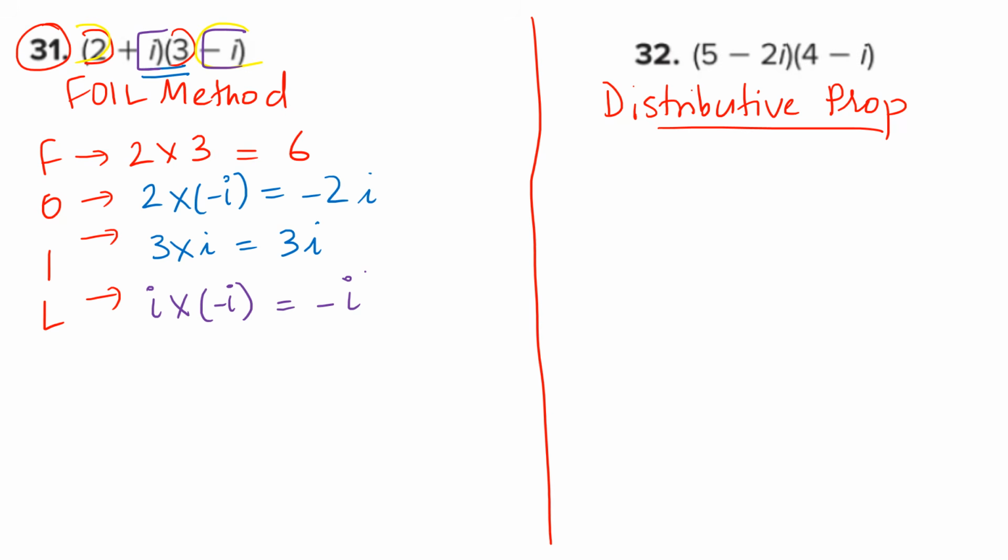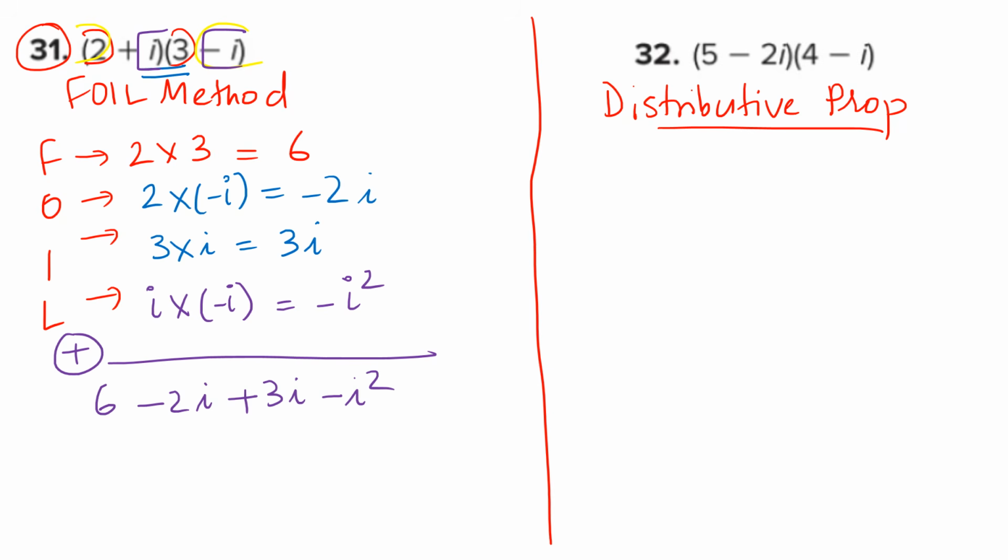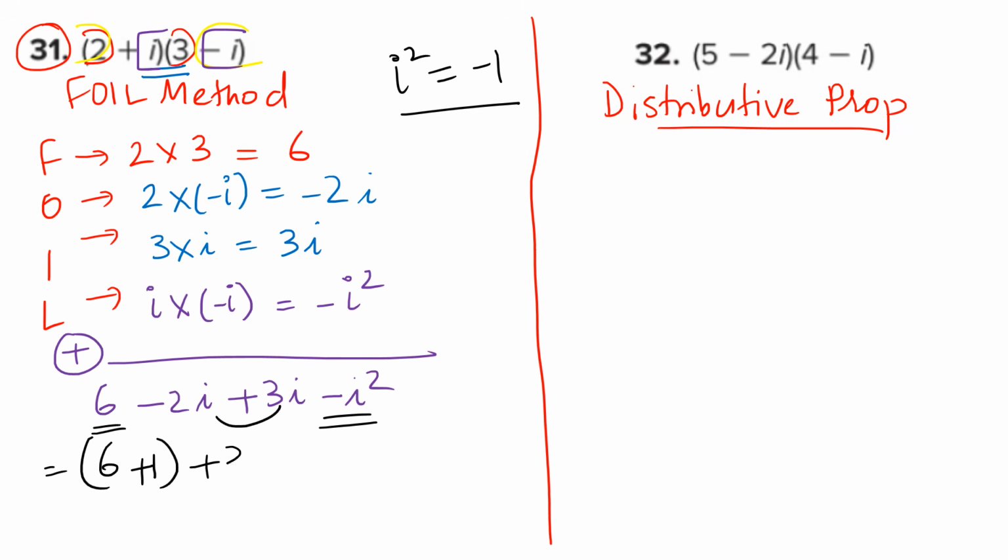Now in the end you have to add all of them, so let's add 6 minus 2i plus 3i minus i square. Now what's the value of i square? You already know, it's minus 1. So minus of i square will be plus 1. I combine it with the real part, which is 6, and I combine imaginary with imaginary. So 3i minus 2i, 3 minus 2 is 1. So this is going to be 7 plus i as the final answer.